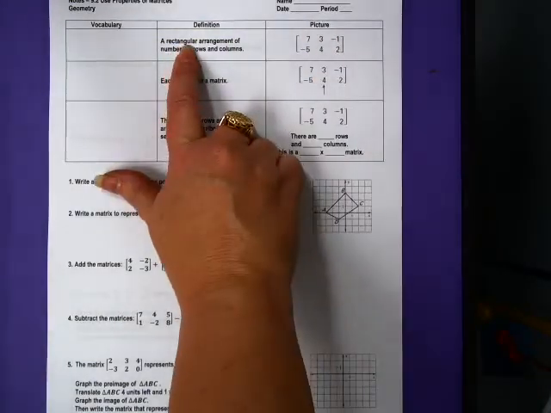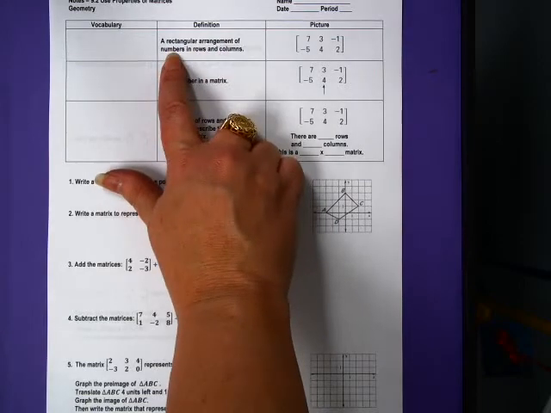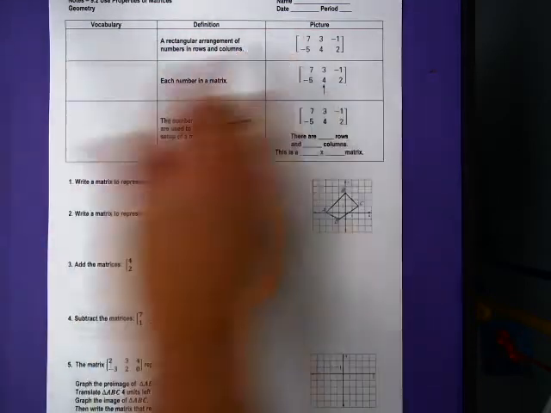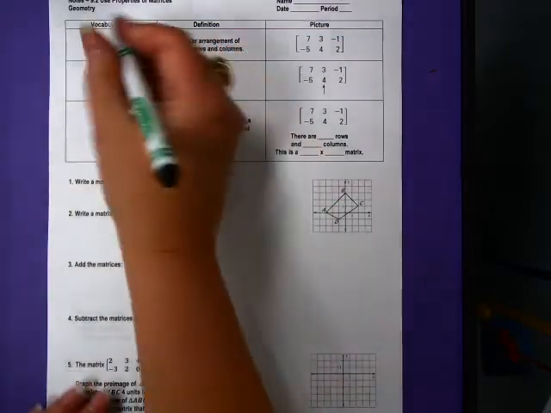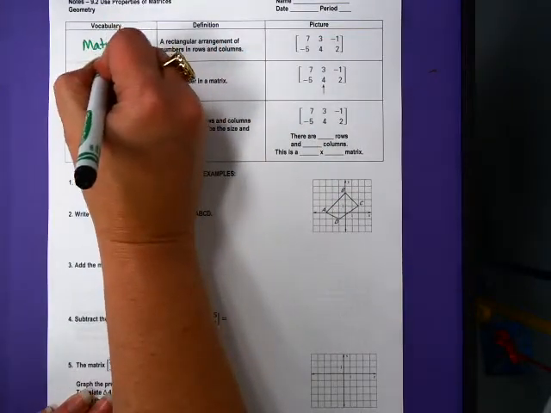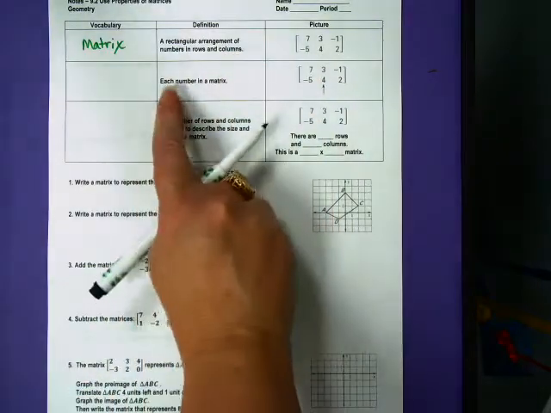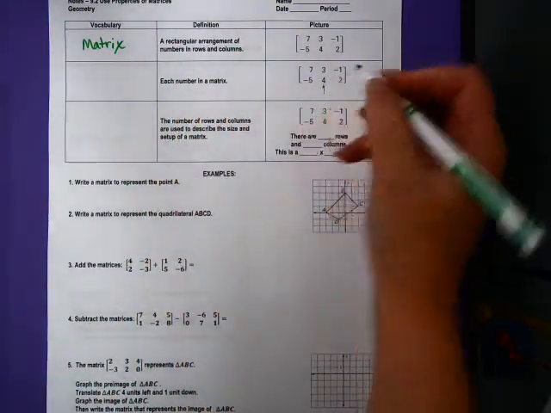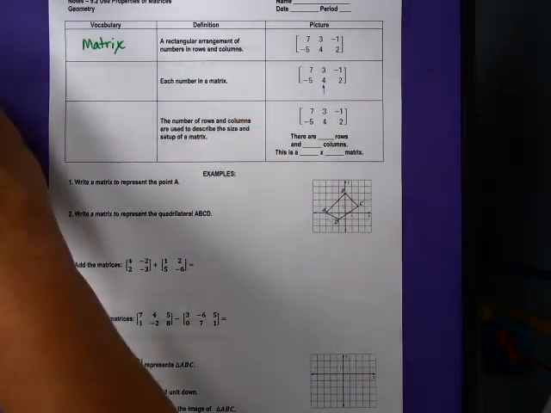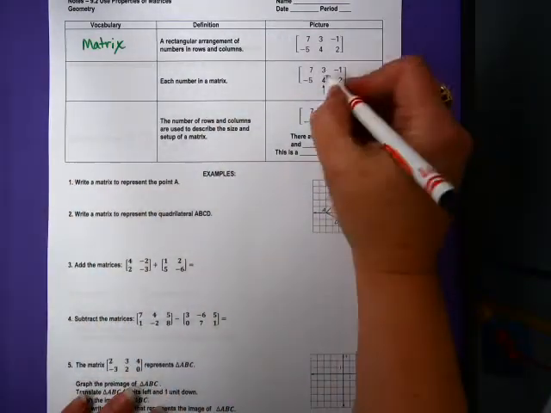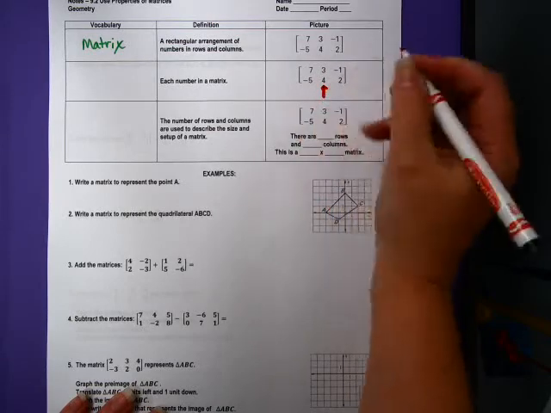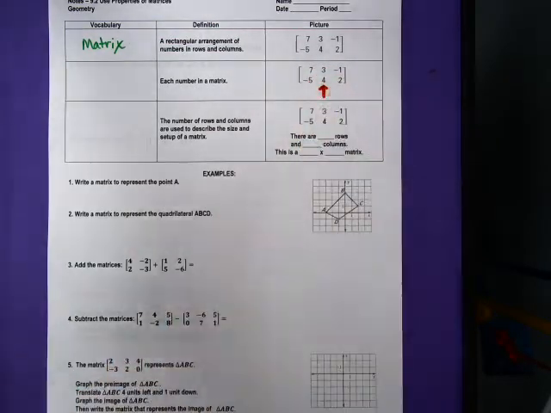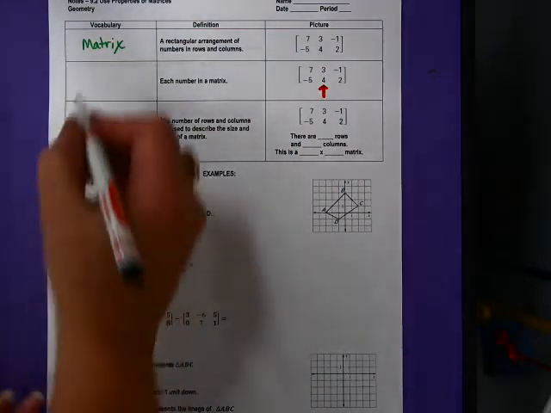It is a rectangular arrangement of numbers that are arranged in rows and columns. So here, this is a matrix. Each number in a matrix, like for example, this number 4 right here, that number 4 is called an element. So each one of these numbers, they're all referred to as an element.